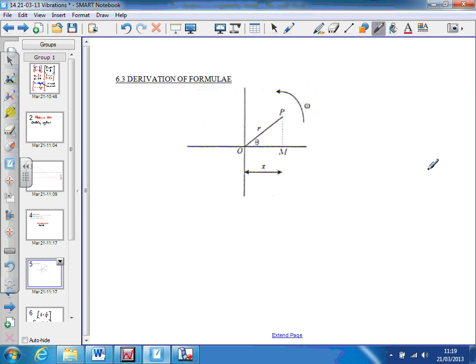Okay? And it's to do with the idea of something rotating with an angular velocity omega, and also the fact that I'm interested only in what's happening to this body in the x direction. So as it's rotating round here, as P is moving round in this direction, what's happening to its distance from the rest position in this plane, in the x direction? So that's what I'm interested in.